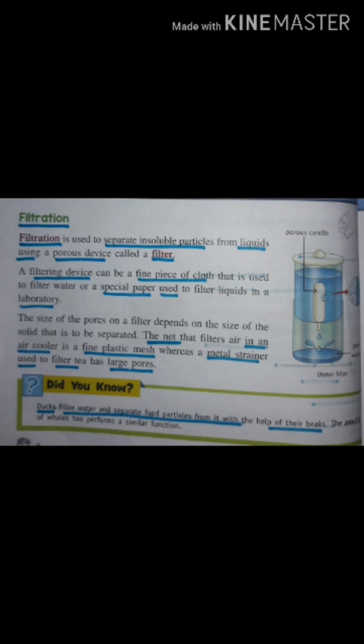The filtration method is used to separate insoluble particles from liquid. Insoluble means it does not dissolve in a liquid. We use a filter. What is a filter here? It is a porous device. Porous means having tiny holes or openings. Filtration allows the liquid to pass through but not the solid.